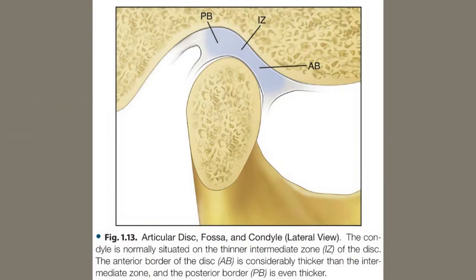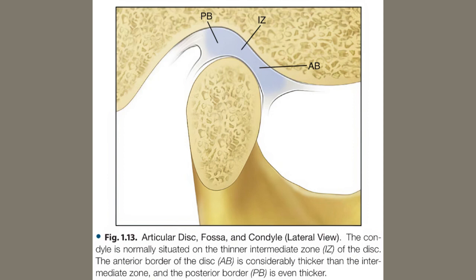The articular disc is composed of dense fibrous connective tissue, for the most part devoid of any blood vessels or nerve fibers. The extreme periphery of the disc, however, is slightly innervated. In the sagittal plane, it can be divided into 3 regions according to thickness. The central area is the thinnest and is called the intermediate zone.